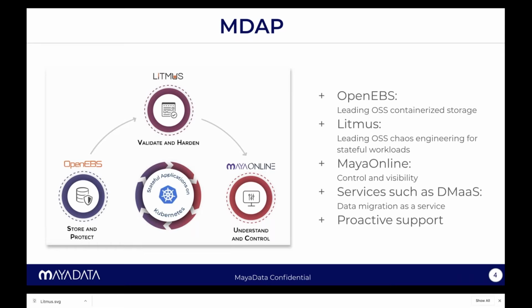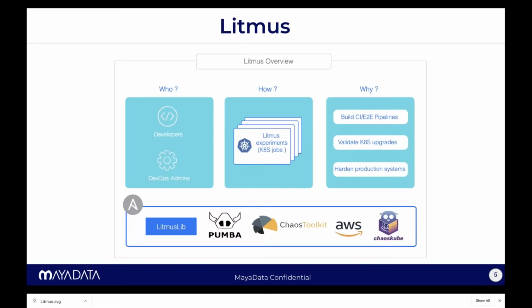I think I've got a few more minutes before we get into Q&A. I just wanted to introduce Litmus. Litmus is the chaos engineering infrastructure. This is a set of tools that can run on any Kubernetes cluster. It's another Kubernetes application itself.